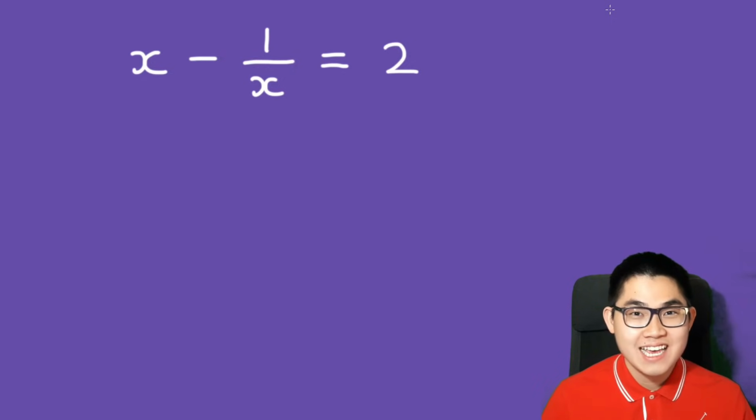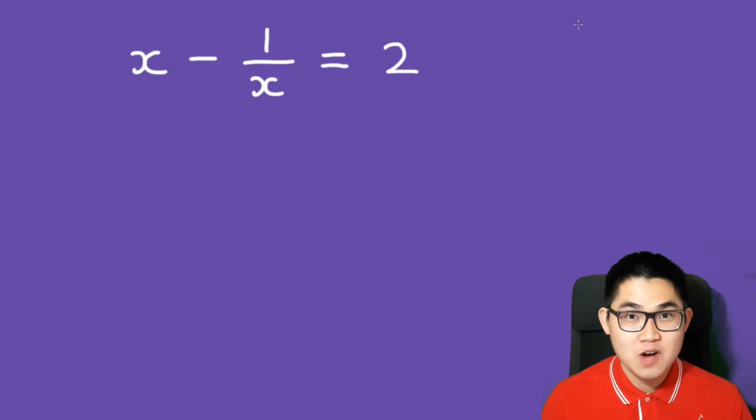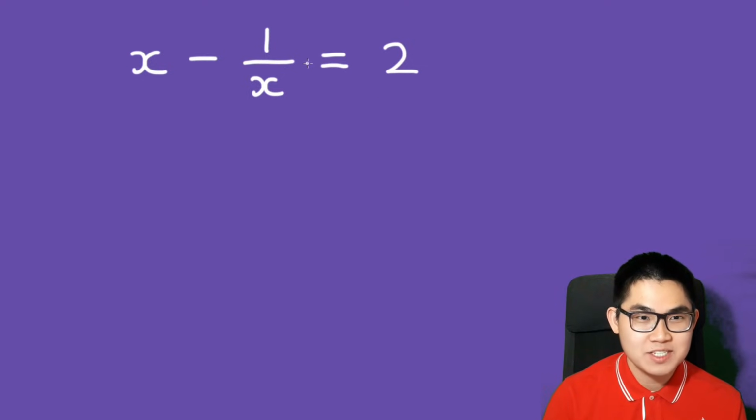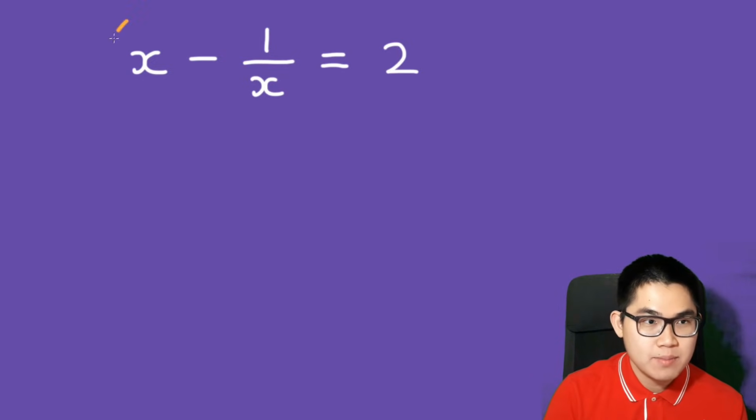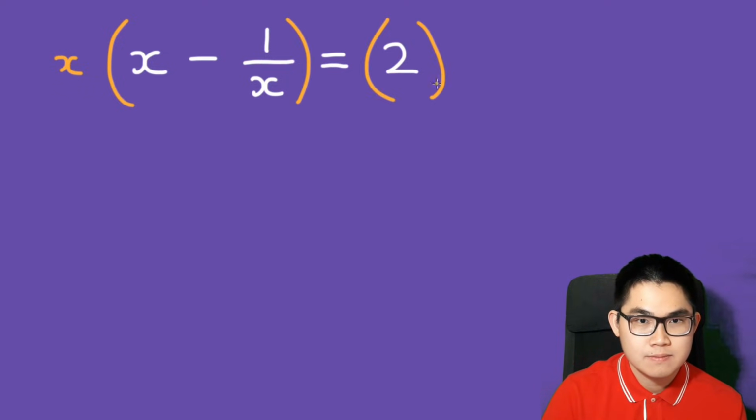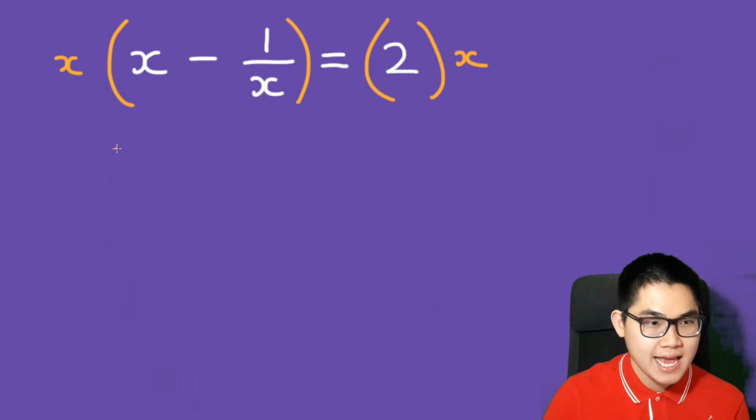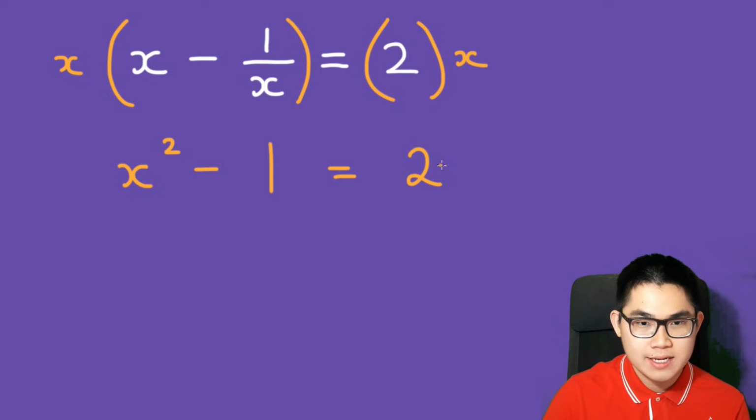Hi everyone, in this video we're going to be solving this equation: x minus 1 over x equals 2. The first step is we want to make it so that the x is not in the denominator. What we can do is multiply both sides by x. So x times x, we have x squared, minus x times 1 over x, that's just 1, equal to 2x.